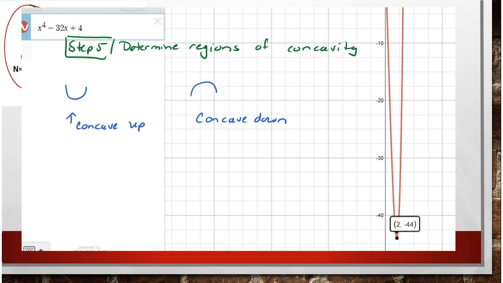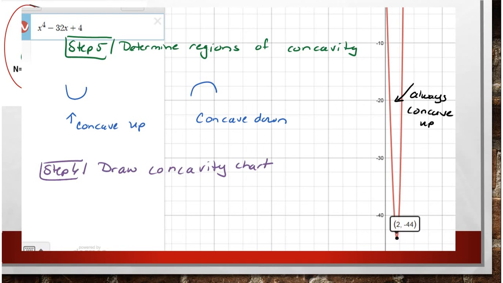That goes up and down. So what's the region of concavity here? What about this curve? Always concave up. I can see it. It's always concave up. And we draw what's called a concavity chart. Whenever the graph is concave up, the second derivative, that's the derivative of the derivative, is positive. Whenever the graph is concave down, the second derivative is negative. It's kind of the slope of the slope.